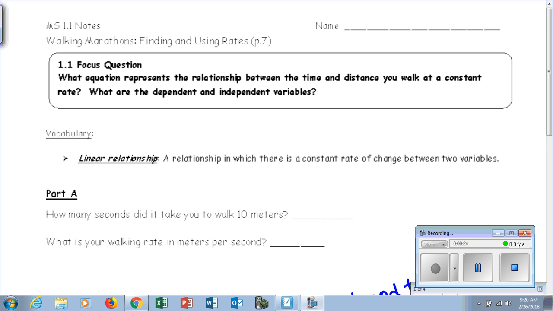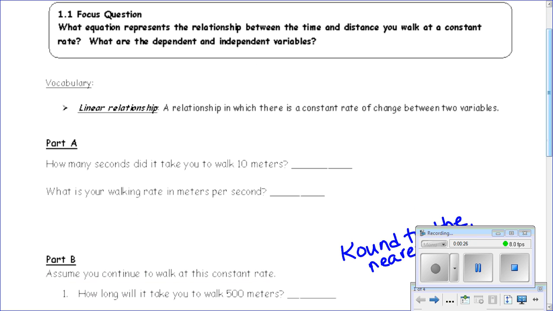So for vocabulary today, it says linear relationship. A relationship in which there is a constant rate of change between two variables. Linear relationship. A relationship in which there is a constant rate of change between two variables.